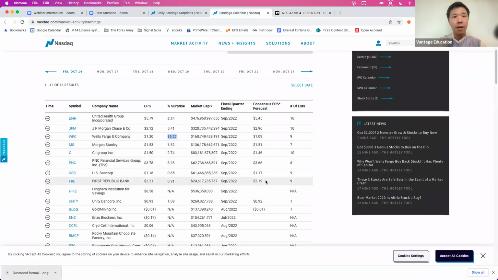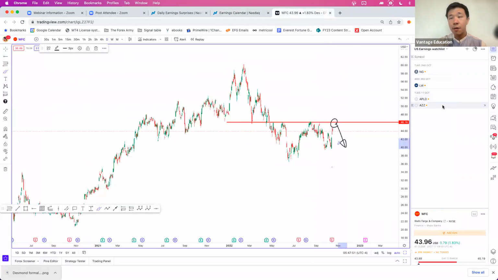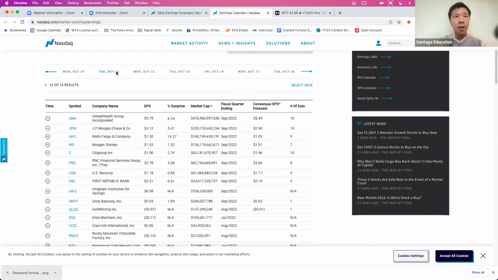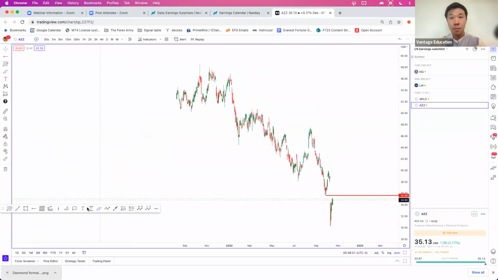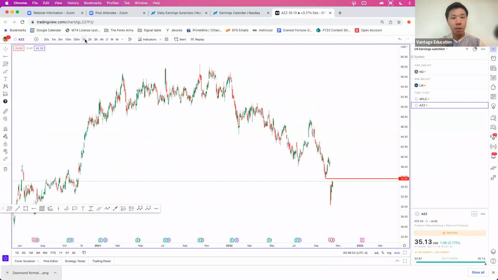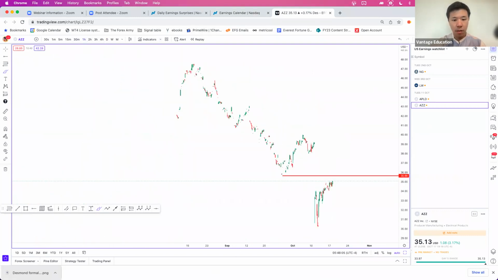So we have, which one was I looking at? I think I was looking at 11th October, APLD and AZZ. So AZZ over here. Give me a moment.